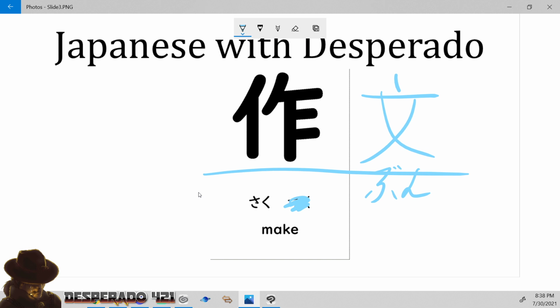There's another one called ronbun, which is like a theoretical paper. Sakubun can be anything from something in the humanities, while ronbun, like theoretical papers, is specific to the sciences and whatnot. Sakubun can cover a multitude of different areas. So think of it like this: sakubun is a literary piece and ronbun is a scientific piece.